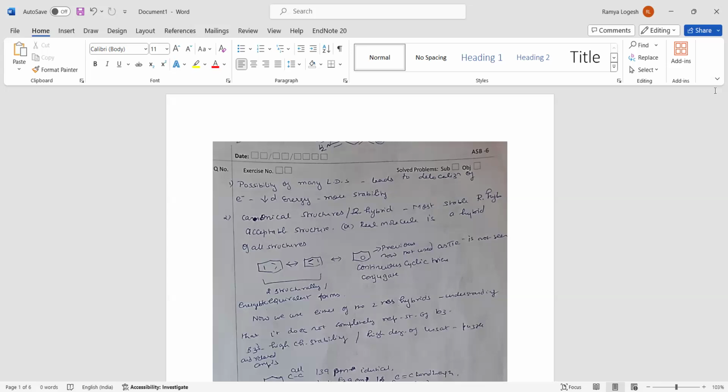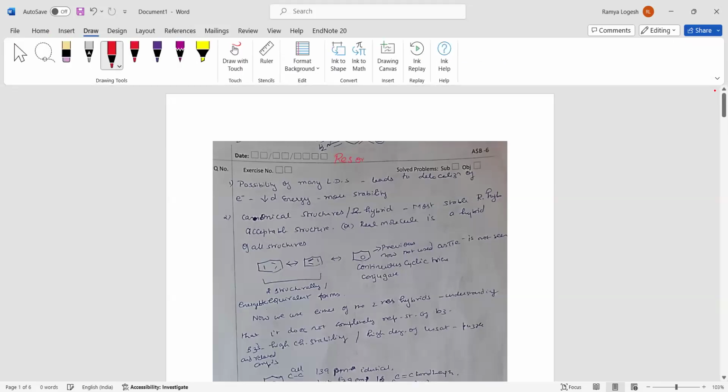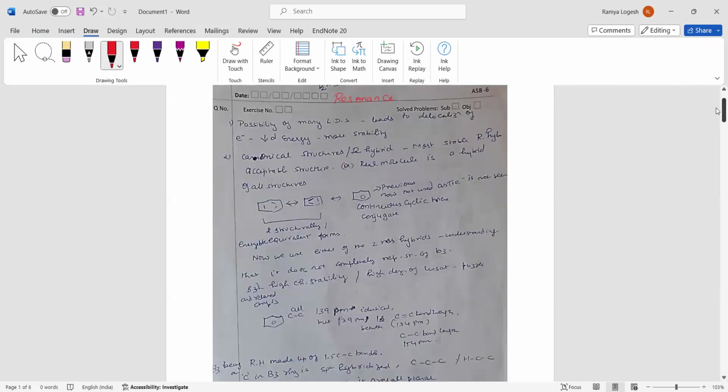Now, why is it generally done? We know that any molecule in chemistry or even anything in the universe wants to be at rest. That means it should have least energy. So many structures are compiled, and the total energy is being equally distributed among these structures. So their potential energy level goes down and they become more stable. So what we are learning now is resonance. The possibility of many LDS, Lewis dot structures, leads to the delocalization of electrons. So many electrons are there, and the electronic cloud is getting delocalized.